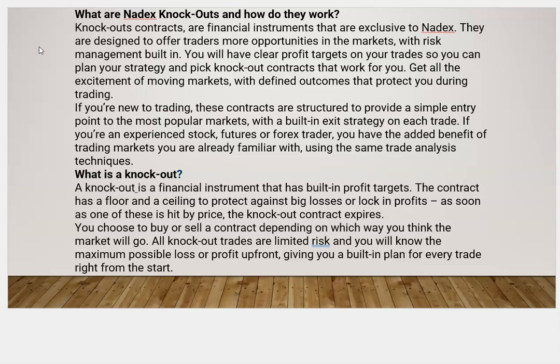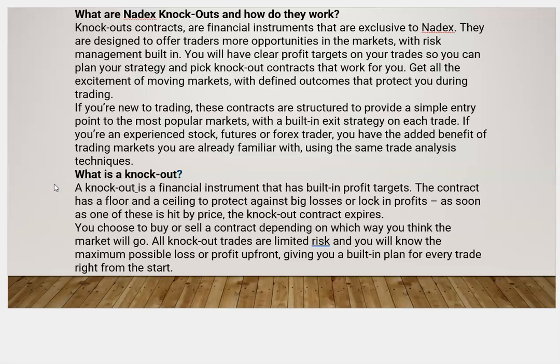So what is a knockout? A knockout is a financial instrument that has built-in profit targets. All right, so it has built-in profit targets, and it also has a built-in maximum loss as well. The contract has a floor and a ceiling to protect against big losses or to lock in profits. As soon as one of these is hit by price, the knockout contract expires.